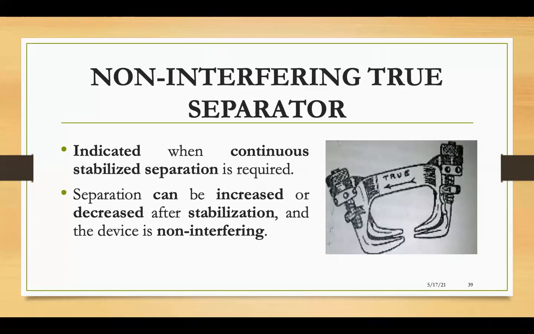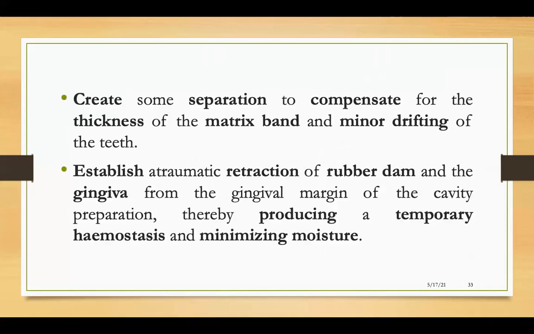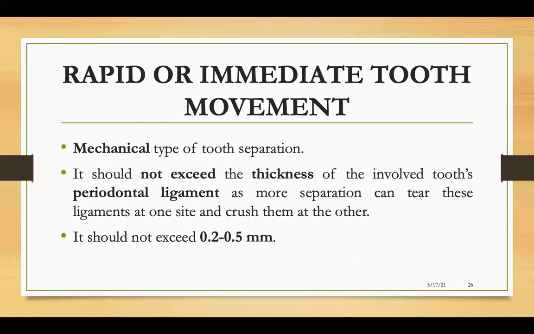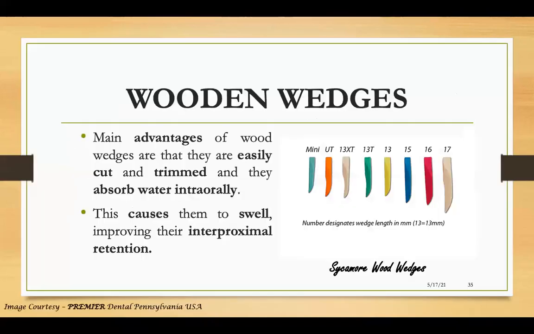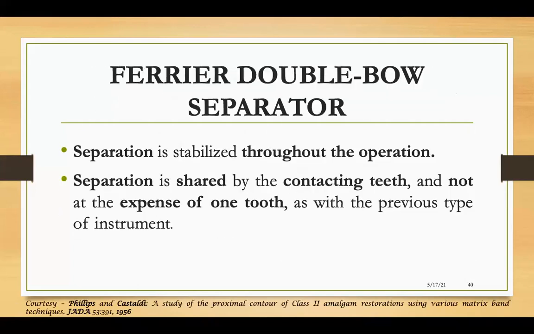Non-interfering true separator, Ferrier. Now these are the methods covered in traction, right? Okay, let me just, yeah. If we can relate to this slide everywhere, then that's awesome. Though I'm still covering the rapid or immediate tooth movement, then we have slow or delayed. So in traction, I just covered the non-interfering true separator. Next we have the Ferrier double bow separator.